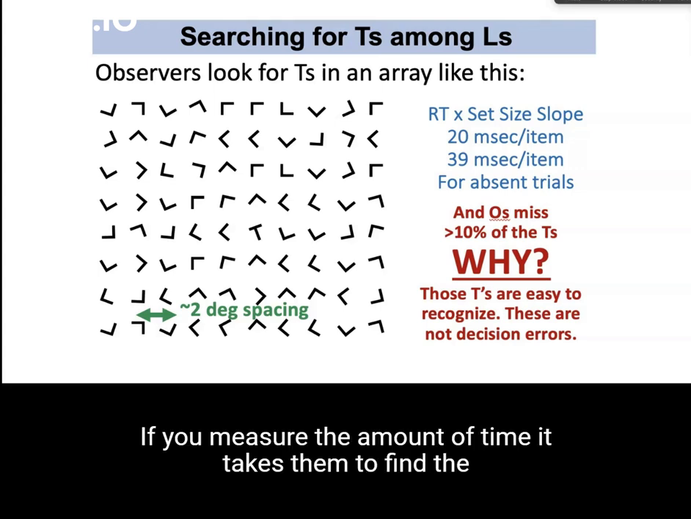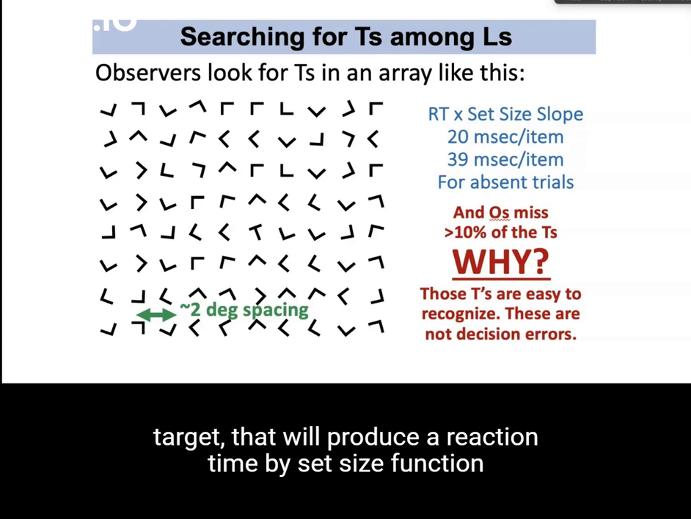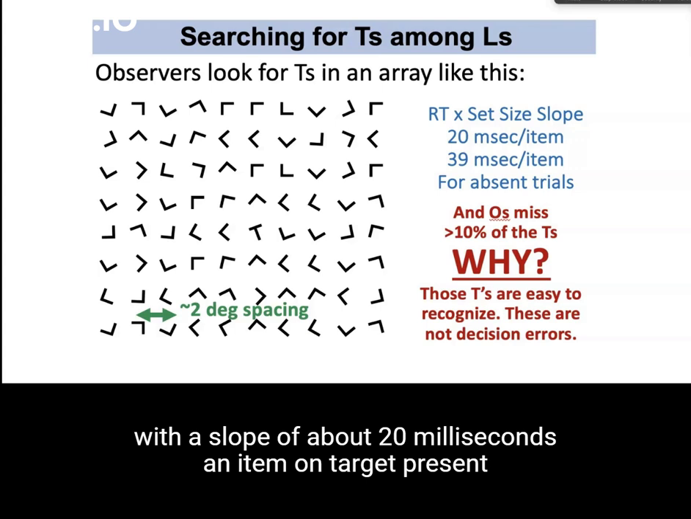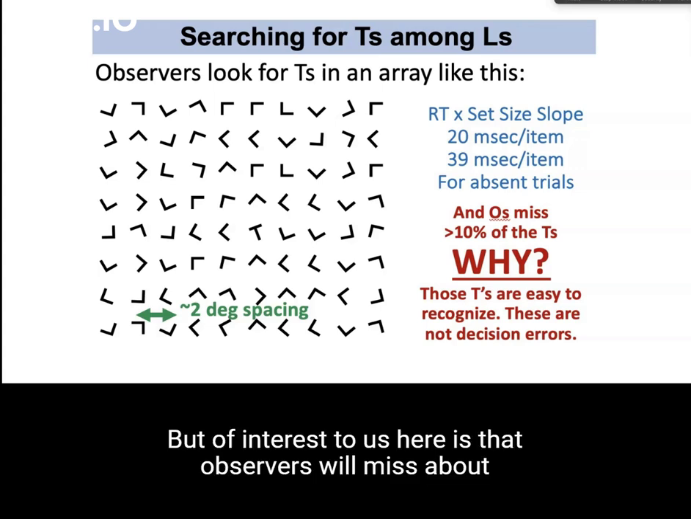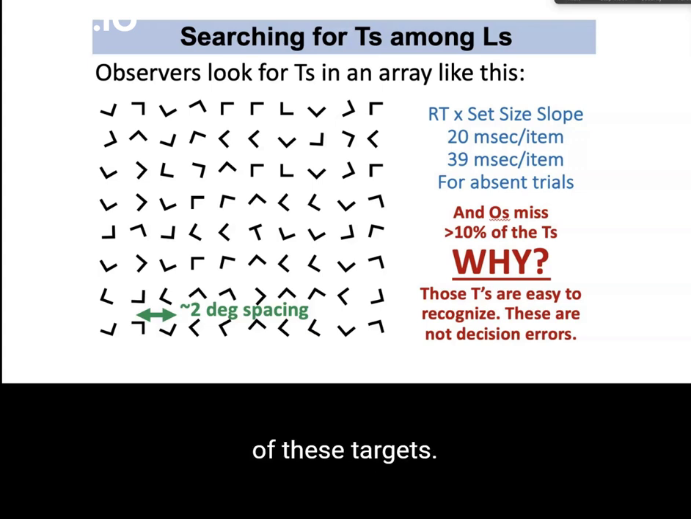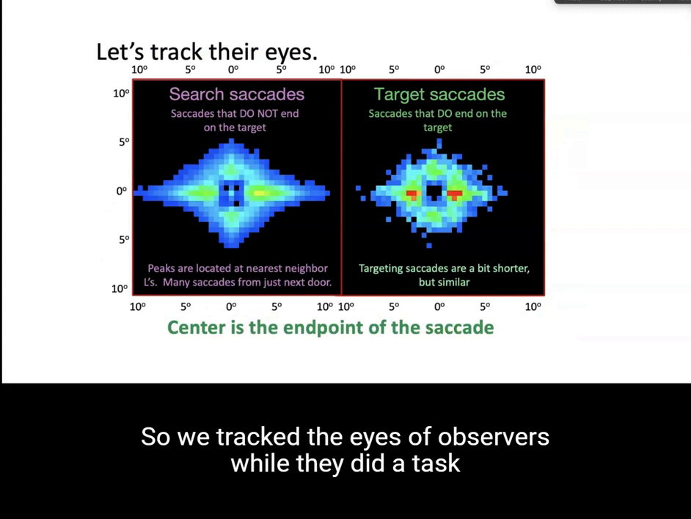If you measure the amount of time it takes them to find the target, that will produce a reaction time by set size function with a slope of about 20 milliseconds an item on target present and about twice that on target absent. But of interest to us here is that observers will miss about 10% of these targets. These targets are clearly visible. Why are they missing them?